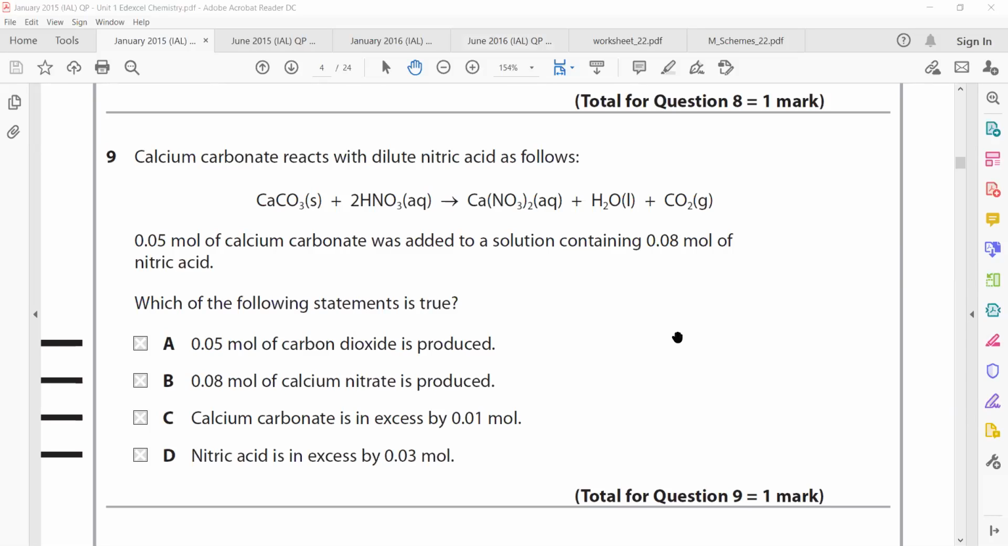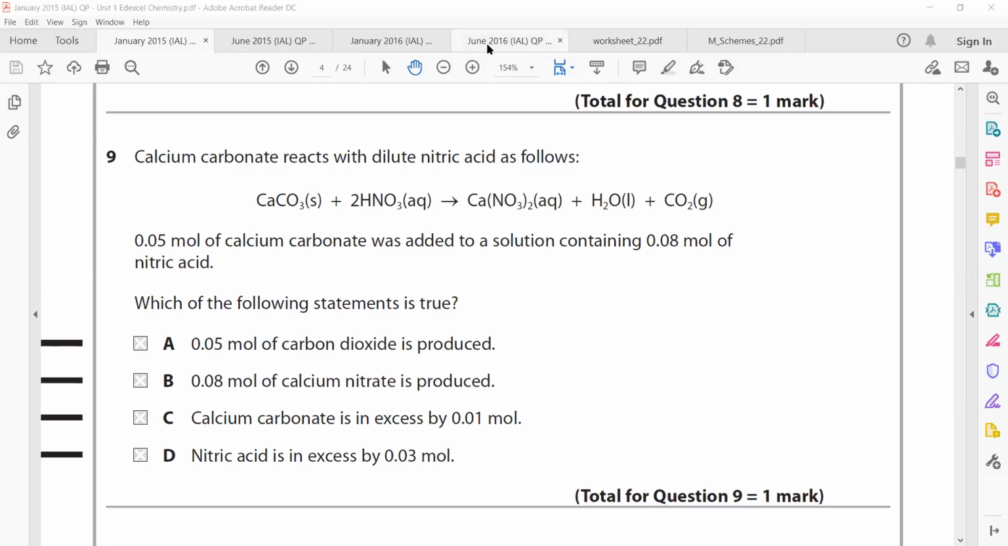In this question, this is related to moles. Calcium carbonate reacts with dilute nitric acid as follows. 0.05 moles of calcium carbonate were added to a solution of 0.08 moles of nitric acid. Which of the following statements is true?